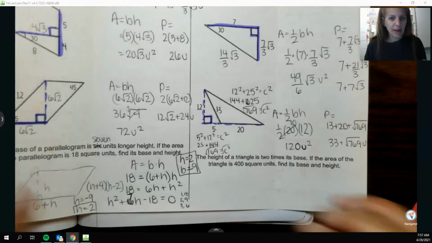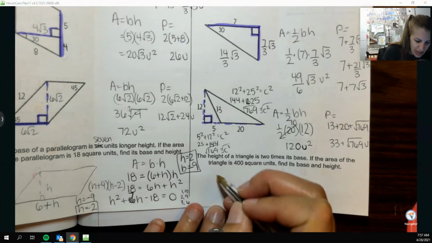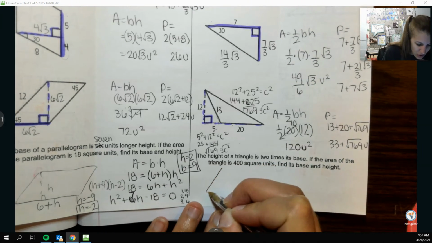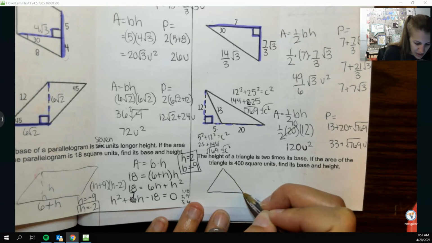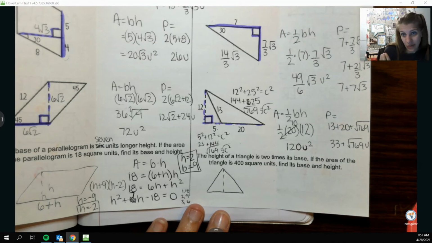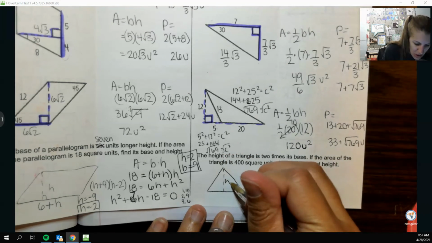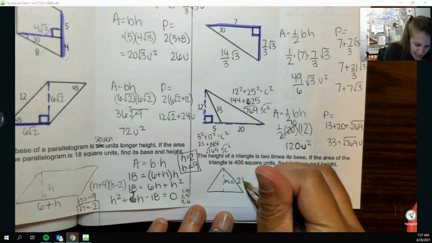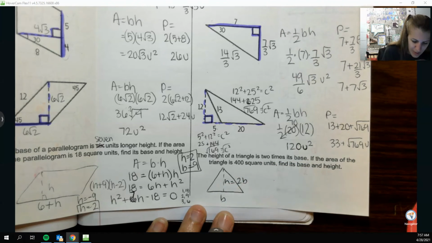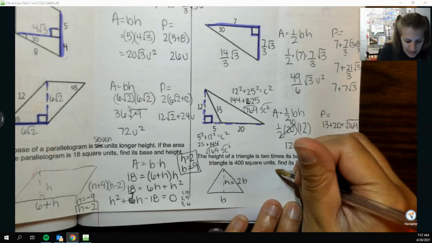And then our little story problem. So the height of a triangle is 2 times its base. So if I just draw, I always like to draw sort of an equilateral one, and then I drop down a height like this, just so that I don't over assume stuff. So the height of the triangle is 2 times the base, and then here's your base. The area is 400 square units. So find its base and height.